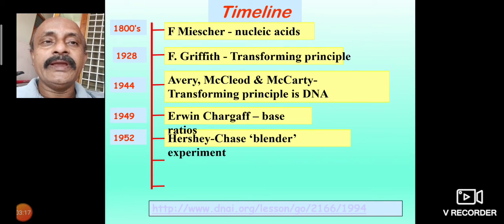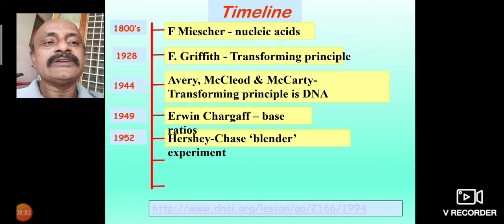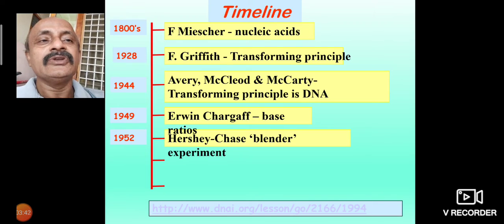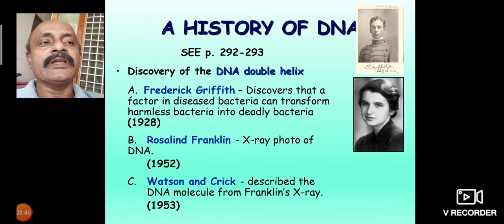In 1928, Griffith reported the transforming principle. In 1944, Avery, MacLeod and McCarty showed the transforming principle is DNA. In 1949, Erwin Chargaff gave the base rules for DNA. In 1952, the Hershey-Chase blender experiments. This is also the timeline of DNA or deoxyribonucleic acid.